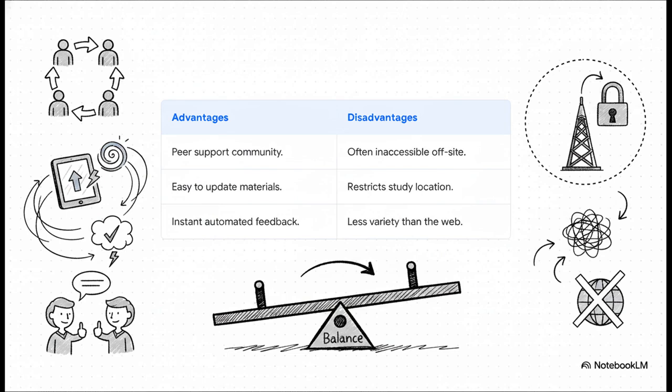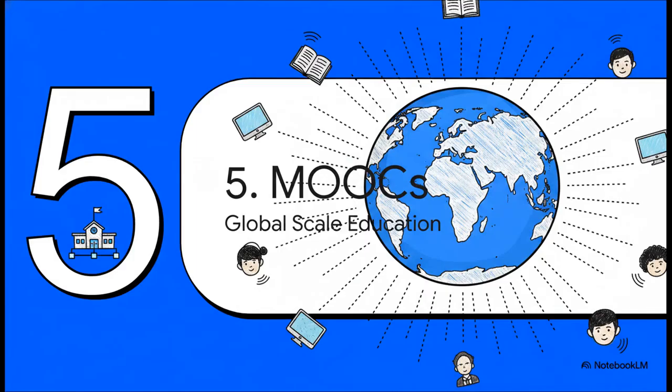The benefits are really clear. You get a built-in community of classmates to help you out, it's super easy for teachers to update materials for everyone at once, and you can get instant feedback from automated quizzes. The big downside, though, is being locked down. If you can only access the materials when you're physically on the school's network, you lose all of that anytime, anywhere learning magic.